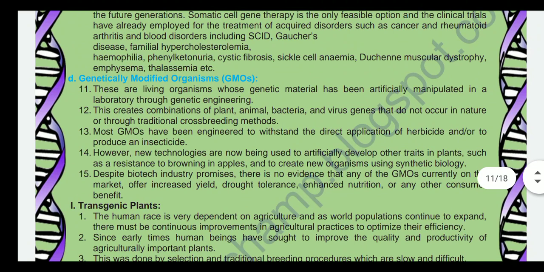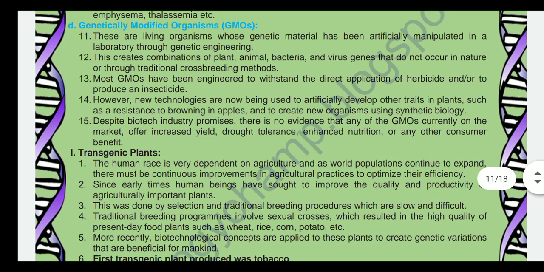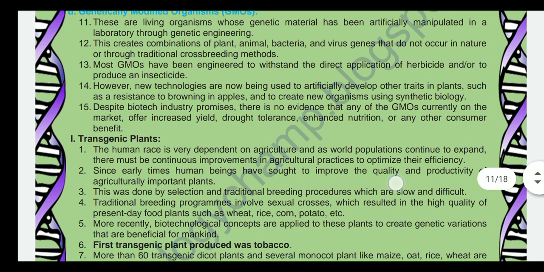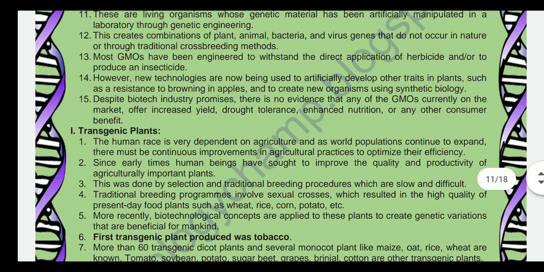Genetically modified organisms. These are living organisms whose genetic material has been artificially manipulated in the laboratory through genetic engineering. This creates combinations of plant, animal, bacteria, and virus genes which do not occur in nature or through traditional crossbreeding methods. So most genetically modified plant organisms have been engineered to withstand the direct application of herbicide and/or to produce insecticide.